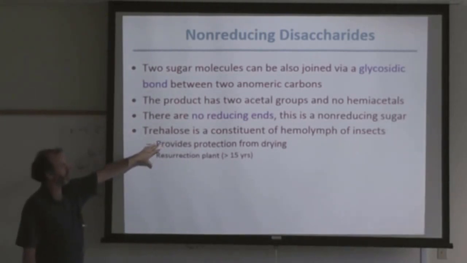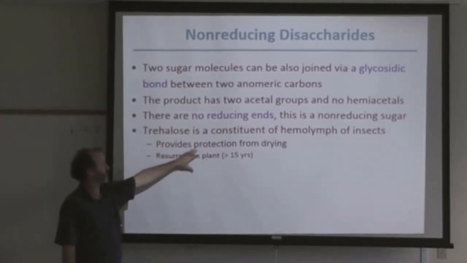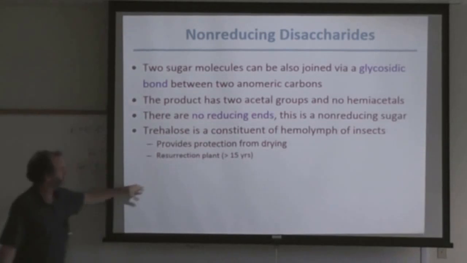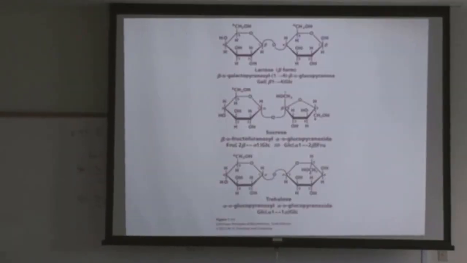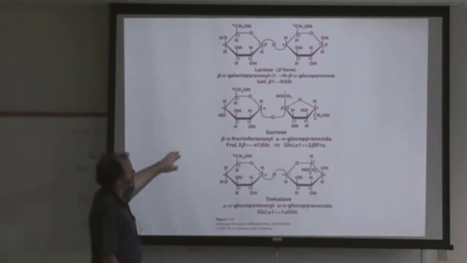Trehalose is a constituent of hemolymph of insects, provides protection from drying. It's an example in resurrection plant. And then fructose, or sucrose, is a non-reducing sugar also.